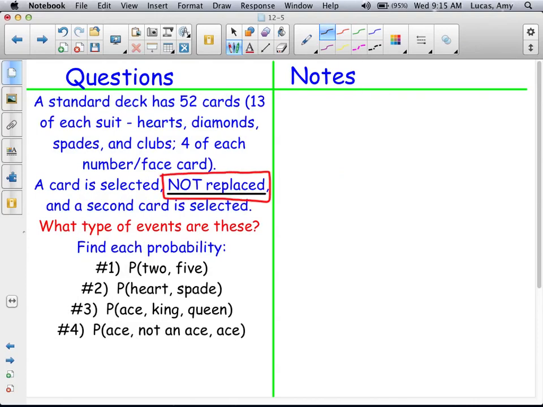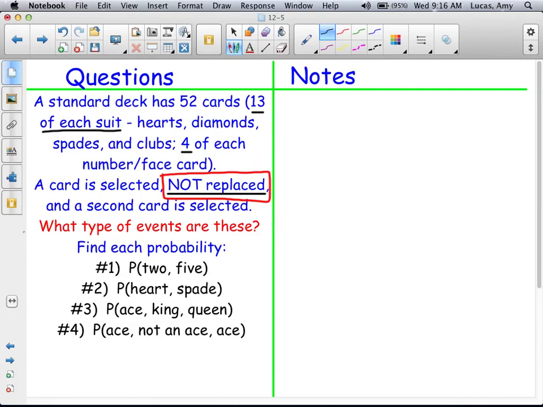Next example, just like the last one, only our key word is that it's not replaced, and we're now talking about cards. If you're not familiar with the deck of cards, we've got a little information for you. There are 13 cards of each suit. So 13 hearts, diamonds, spades, and clubs. We have 4 of each number or face card. So like 4 aces, 4 kings, 4 jacks, 4 queens, 4 of each number card.